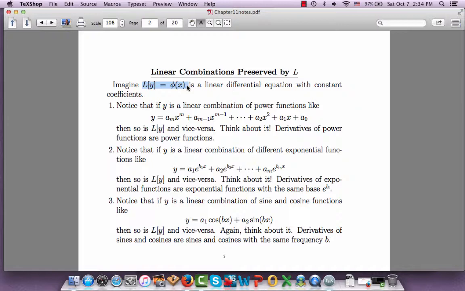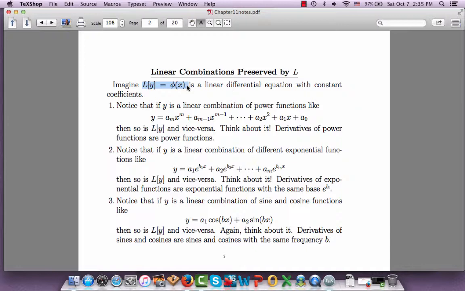So we make an educated guess of a general form of our particular solution, and it's going to have some coefficients, the undetermined coefficients, in it. And then when we plug it into our linear differential operator and set it equal to phi of x, we're basically going to be comparing two functions. One is determined, it's phi of x, we know what it is, and the other one we don't know, it has some constant coefficients in it.